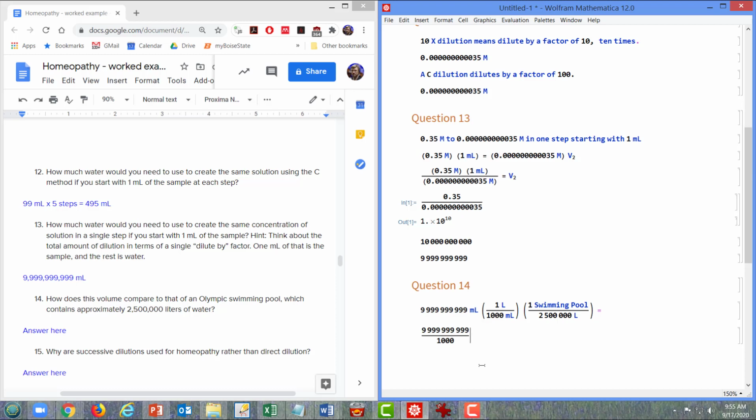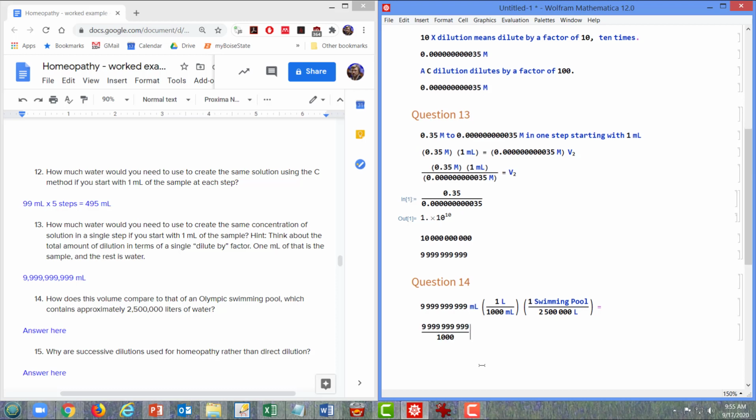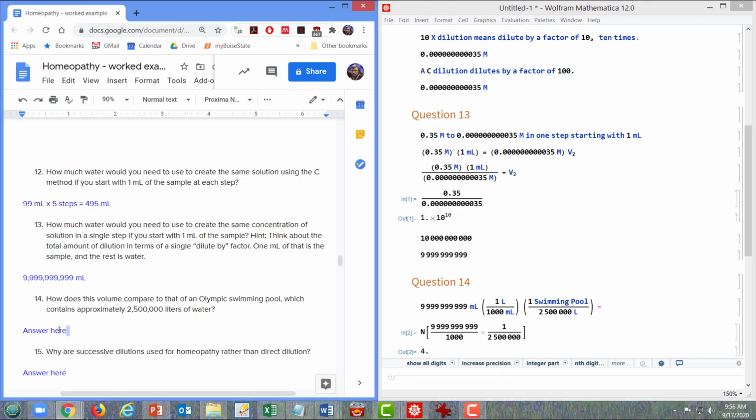times that, and I'm going to put this in something around it, which just tells this program to turn it into a number instead of leaving it as fractions. And so the answer is about 4 Olympic swimming pools.